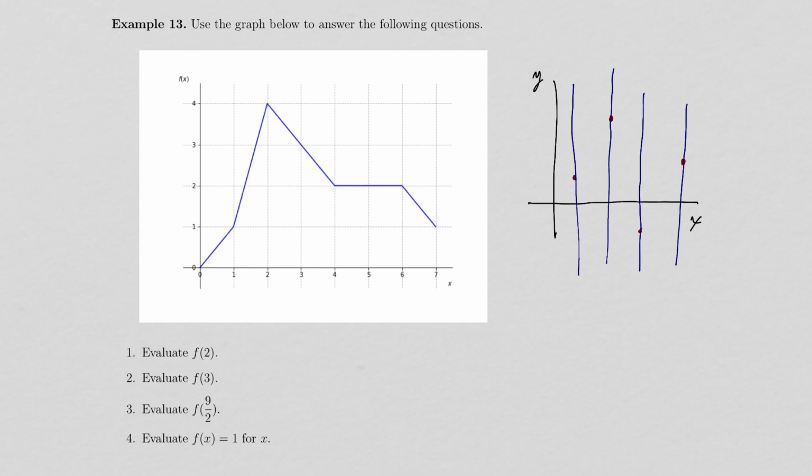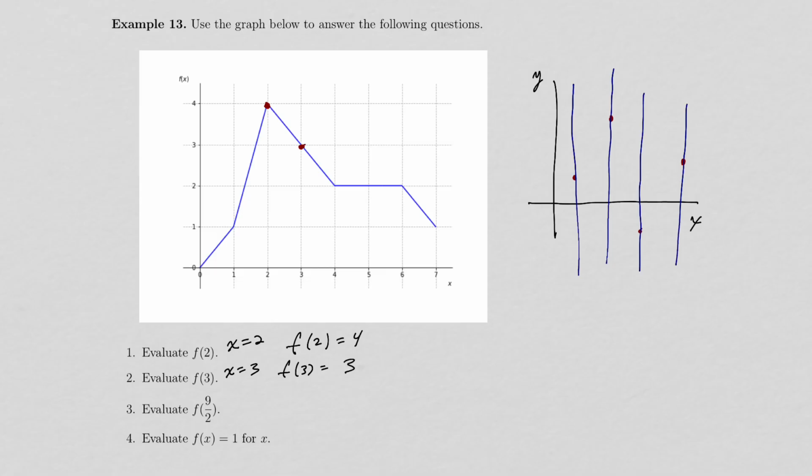Okay, so based on this graph, question 13, let's see if we can answer these questions. So I want to evaluate f of 2. Now this is saying when x is 2, the input is 2, what's the output? Well, if the input is 2, the output is here, so it looks like it's going to be 4. So f of 2 is equal to 4. What about f of 3? If x is 3, what's the output? If I go to 3 on the x and go up to the graph, my output is also going to be 3 in this case. So f of 3 is equal to 3.